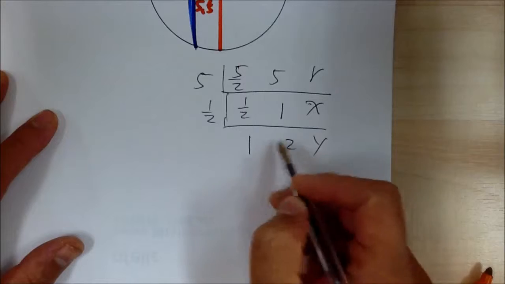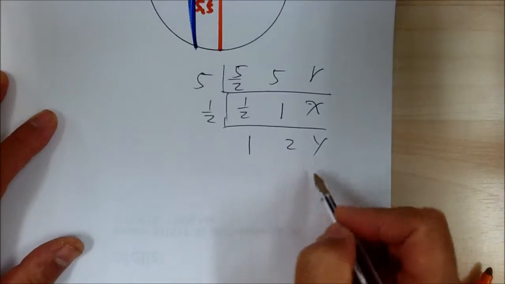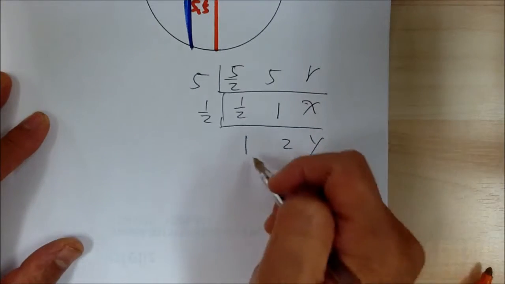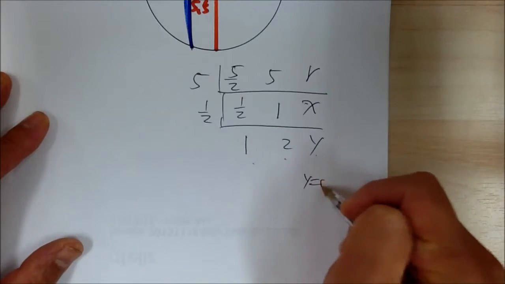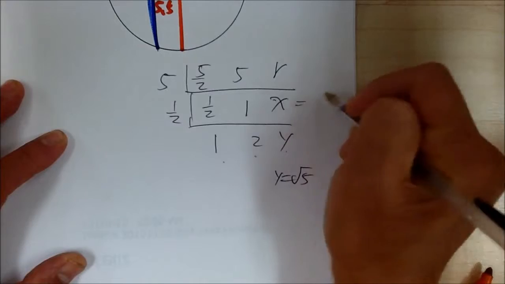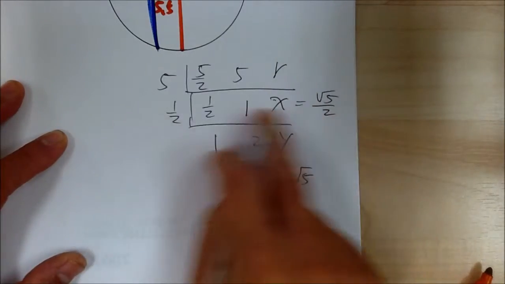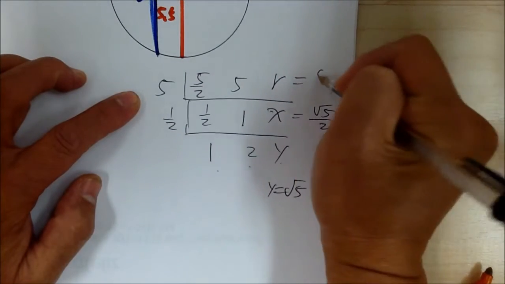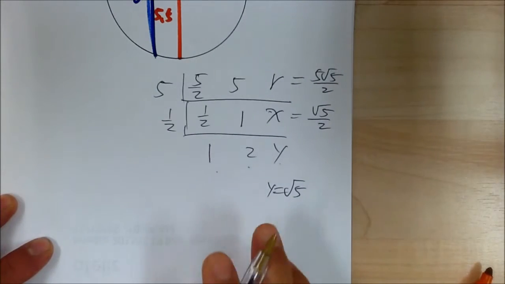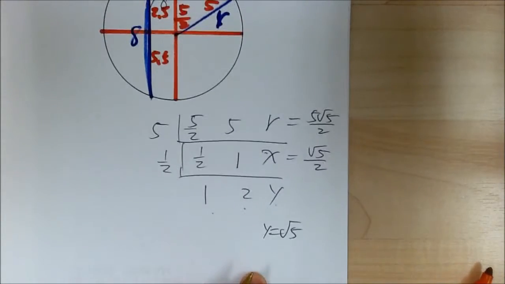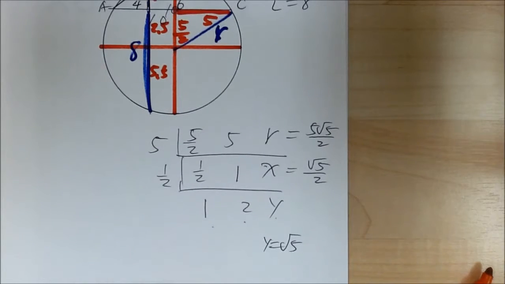So again, use your Pythagorean theorem. The reason I do that is it's much easier to figure out. So 1, 2, so a squared plus b squared equals c squared. So y equals the square root of 5. So x will equal the square root of 5 over 2, right? You just go backward. And r will equal 5 square root of 5 over 2. Okay, so that way it's much easier to do the math. Okay, and that's it.